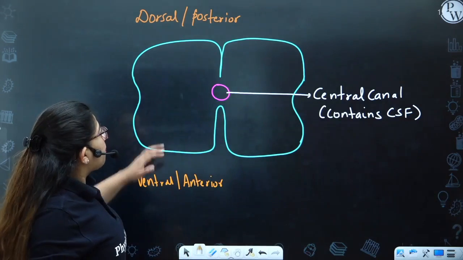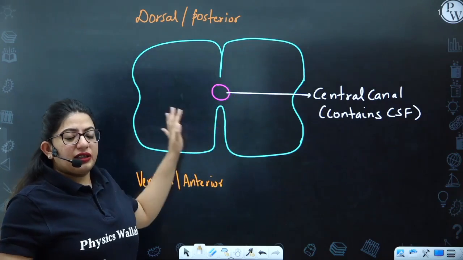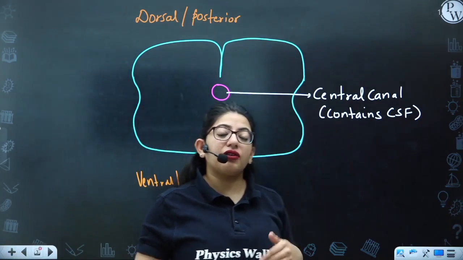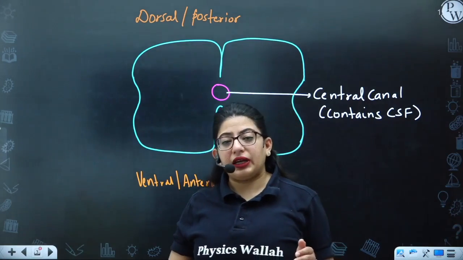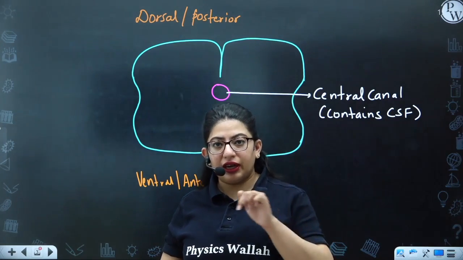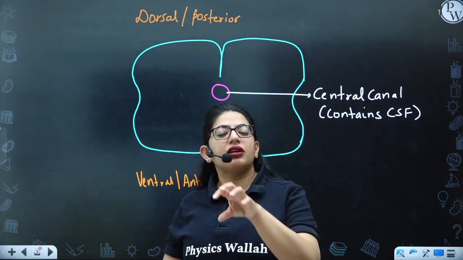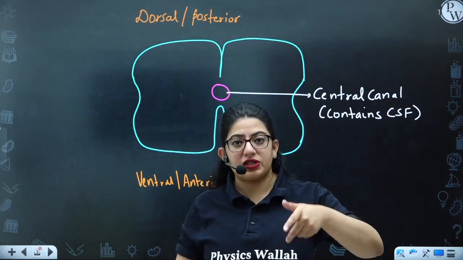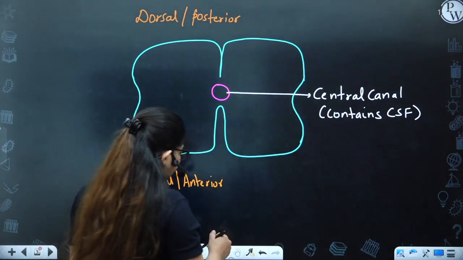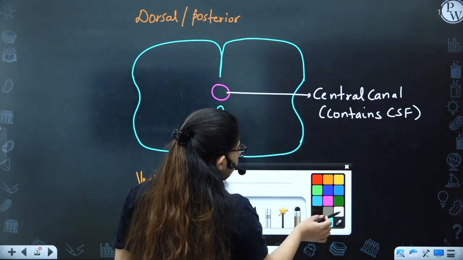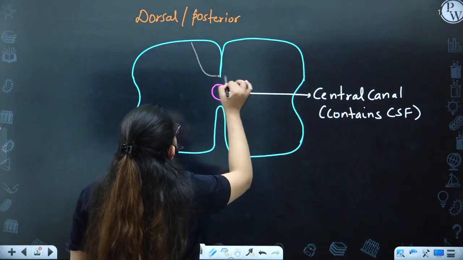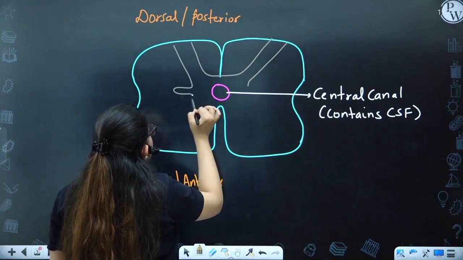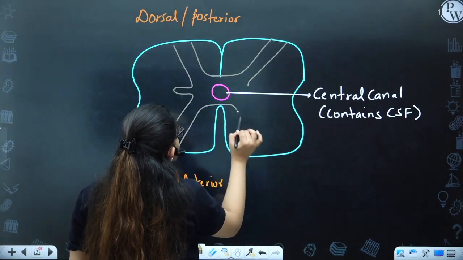Okay. Now, if you will see the portion of the spinal cord, it will also be having the gray and the white matter. Like in brain, the outermost layer was of the gray matter and inner was of the white matter. Here in the spinal cord, it's opposite. In the spinal cord, the center portion is your gray matter, whereas the outer portion is your white matter.